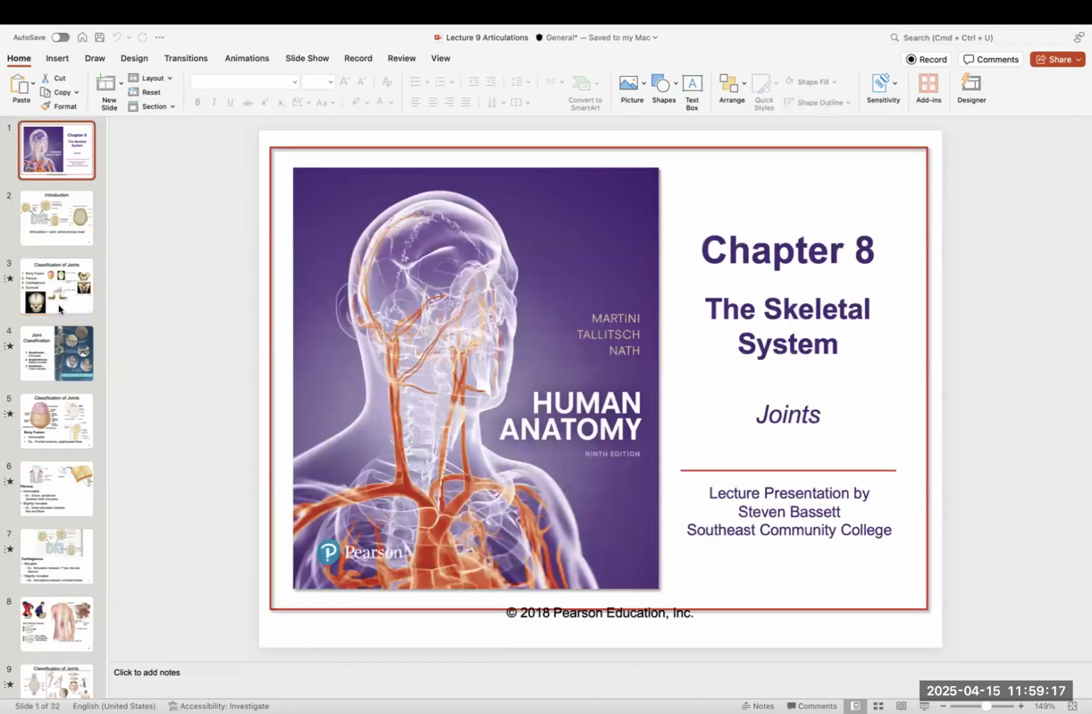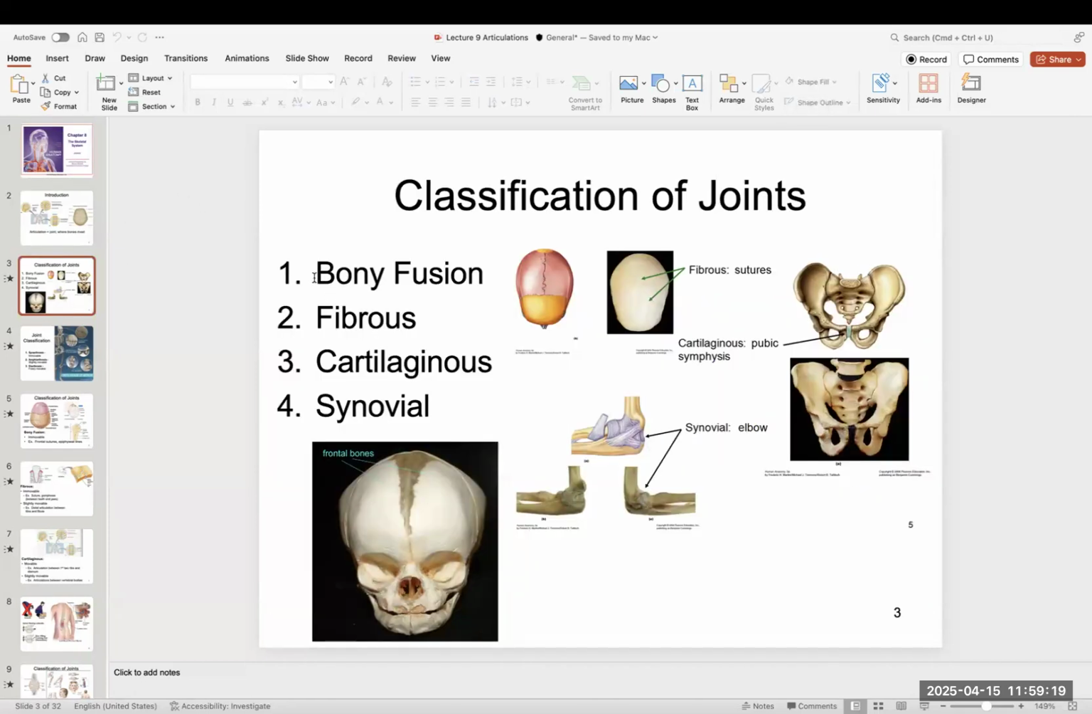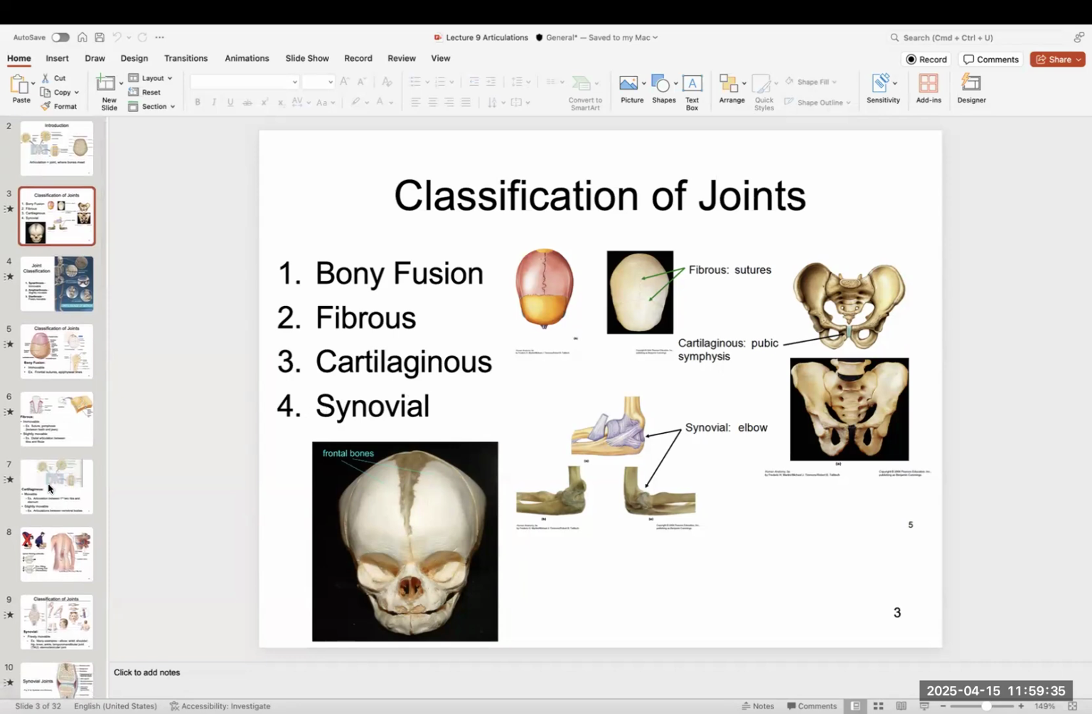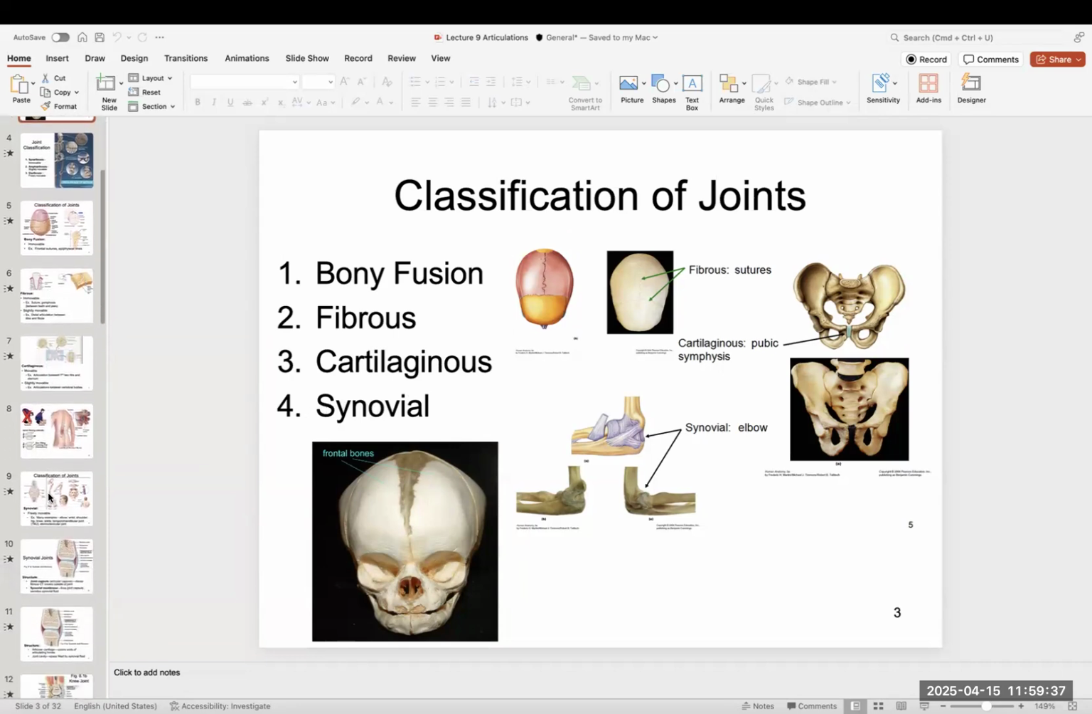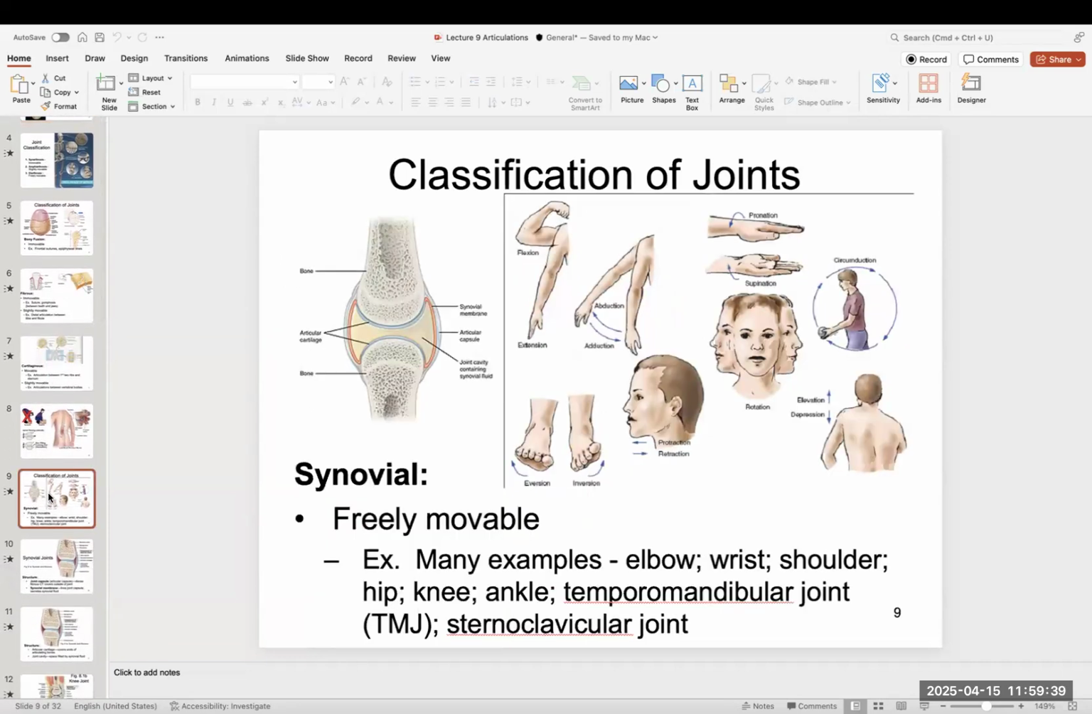So this is the chapter we were covering, and then I covered the first three types of joints, bony, fibrous, and cartilaginous, in the last video. And I said that I'll be covering synovial in the next video, so that's what it's focused on. So we went over the structural categories of the joint, and we also had the movement categories for each of the joints. So we're going to start with the synovial in this video.